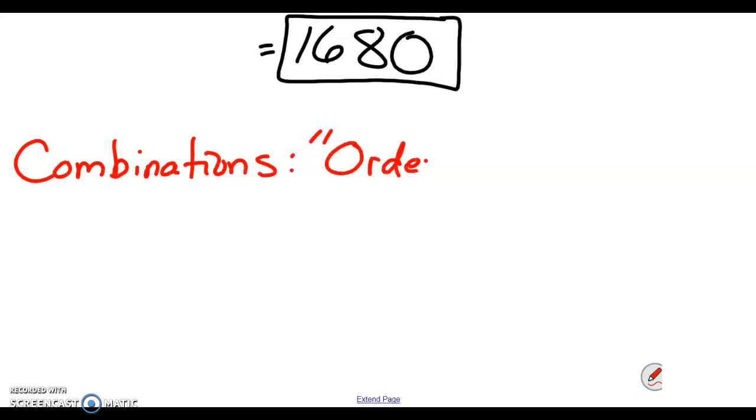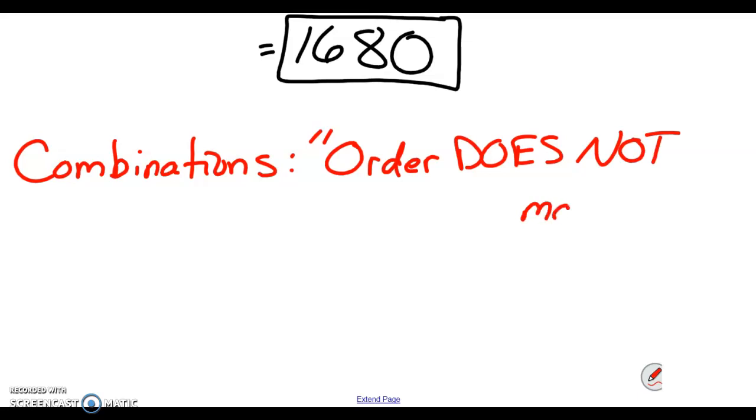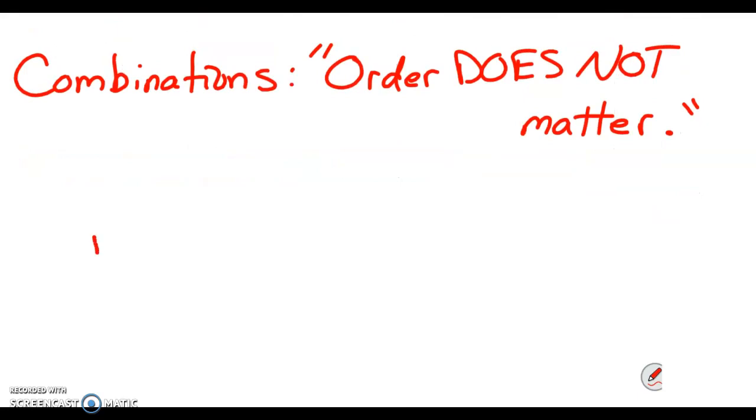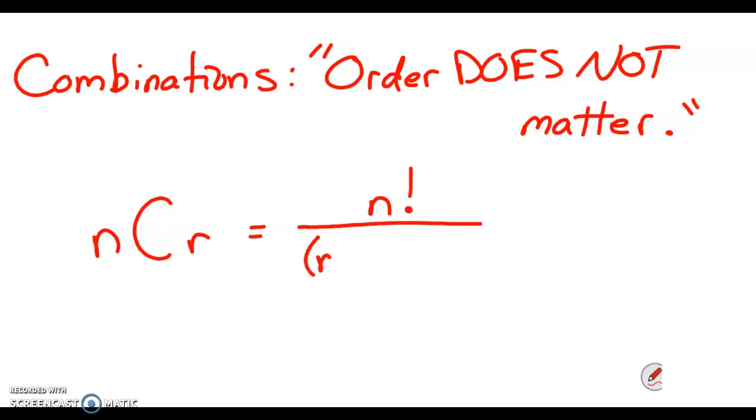Order does not matter. Okay, so what's happening here? You've got nCr is equal to, this is very similar, n factorial over n minus r factorial times r factorial.